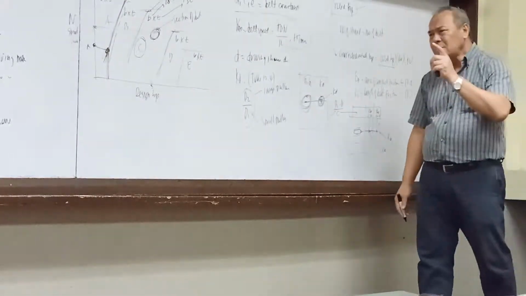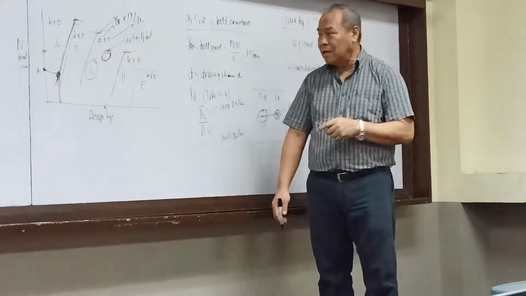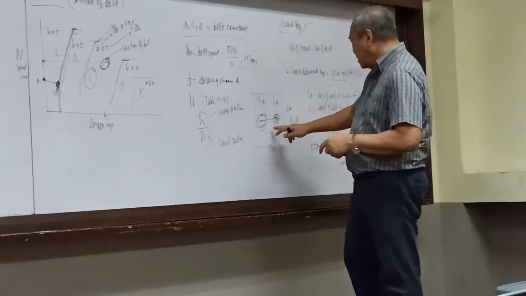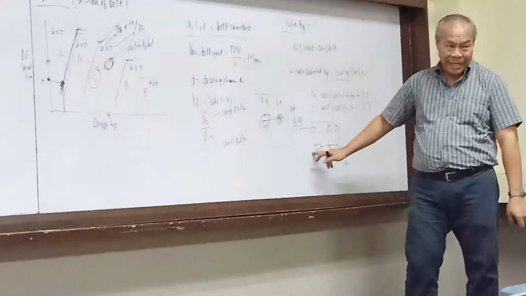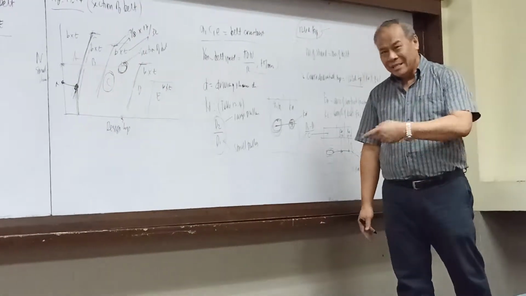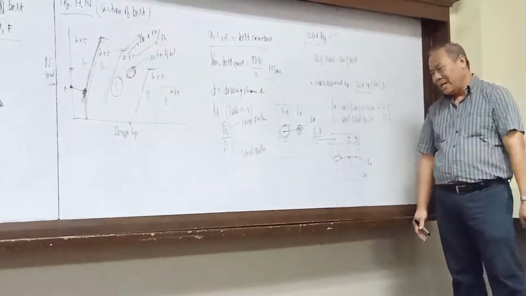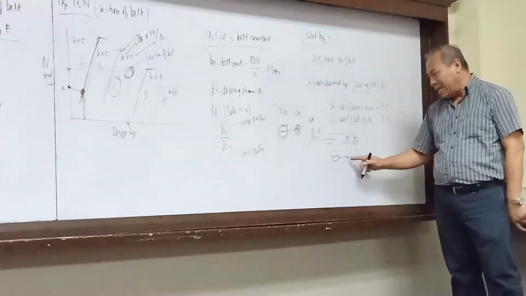Now, if the ratio is not exact, you can interpolate. Or, depending on the case, you can take the higher number or the lower number. So, that is how we get K theta.